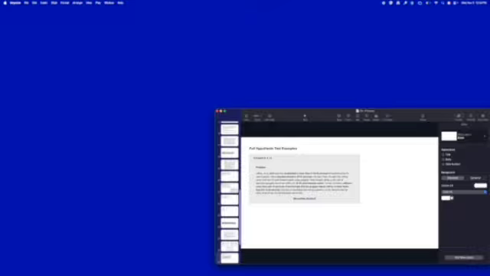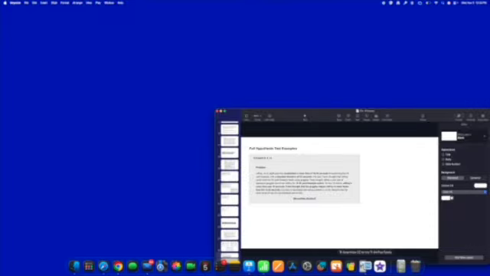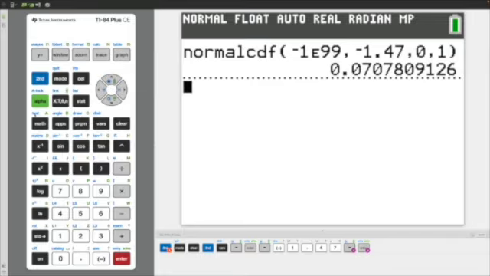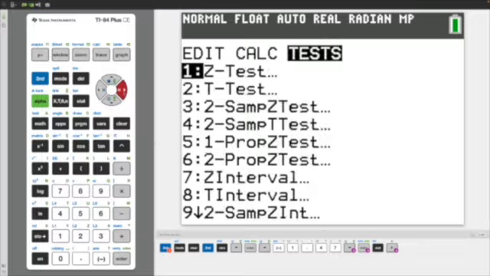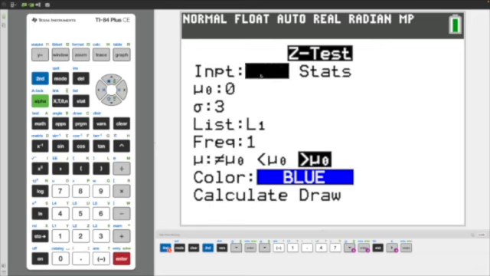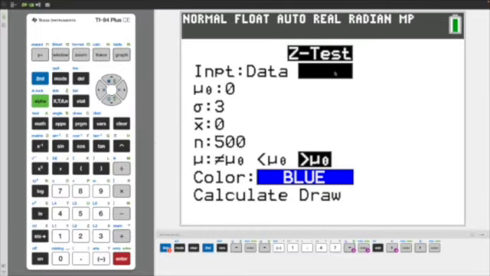So if I grab my graphing calculator, I'm going to go to Stat. I'm going to go over to Tests. And we are running a z-test because we know the population standard deviation. Input, we do not have the data. We do not have the times of the 15 swims. We have the stats of the 15 swims. So I'm going to go over to Stats and hit Enter.